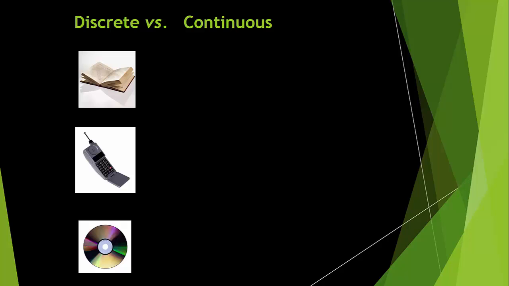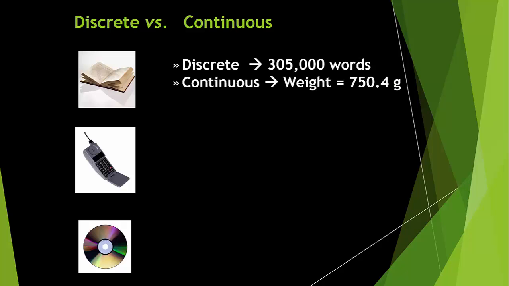So with the book, for example, a discrete variable might be the number of words. It's an exact whole number, or it could be the number of pages or the number of chapters. Continuous might be the weight of the book, and you'll notice here I've expressed it to one decimal place, but in principle I could have expressed it to a greater level of precision, perhaps 2 or 3 decimal places.